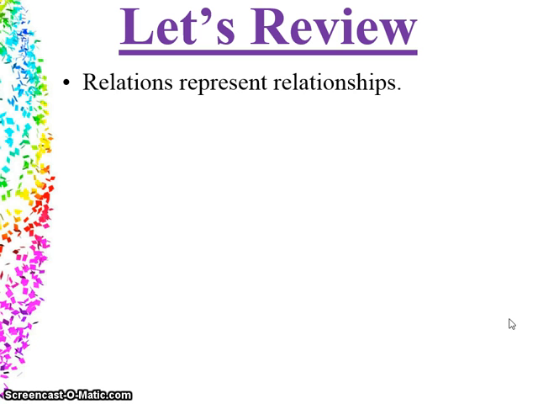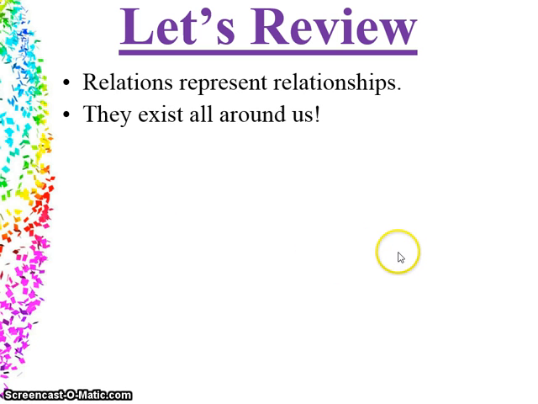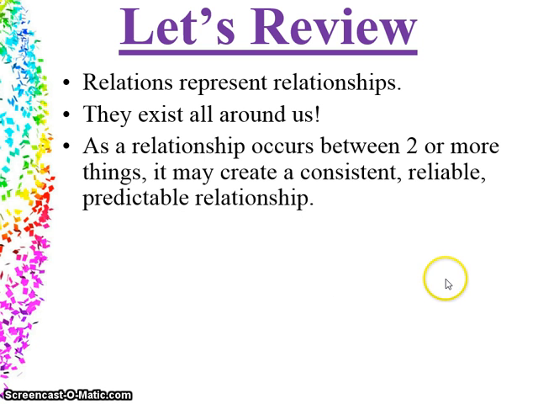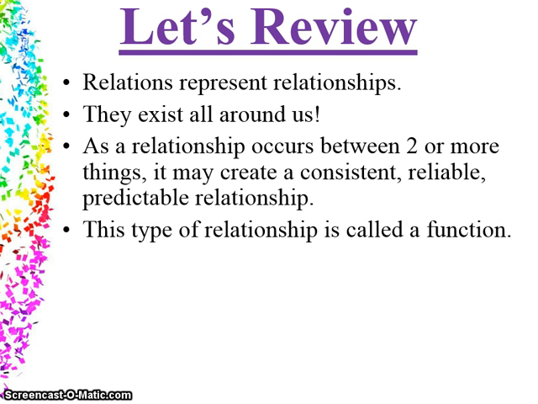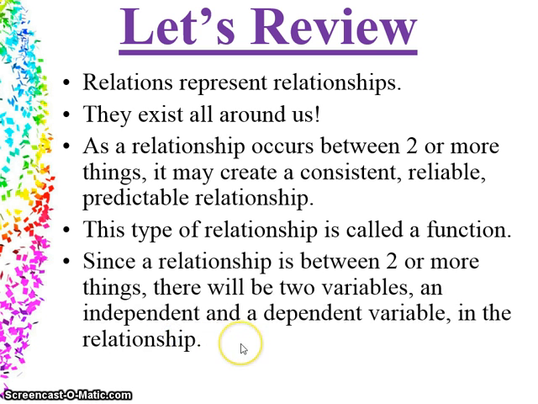So let's review. Relations represent relationships, and they exist all around us. As a relationship occurs between two or more things, it may create a consistent, reliable, predictable relationship. This type of relationship is called a function. Since a relationship is between two or more things, there will be two variables, an independent variable and a dependent variable, in the relationship.